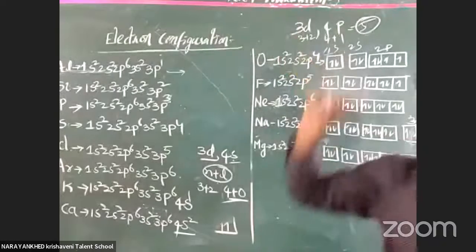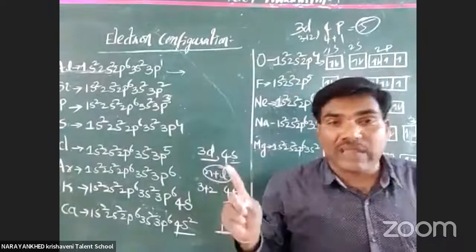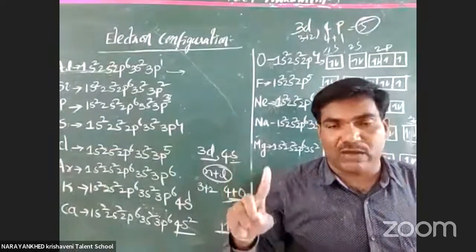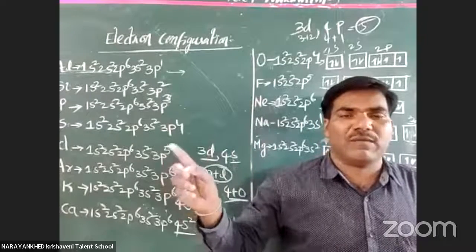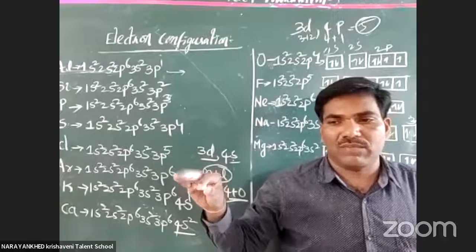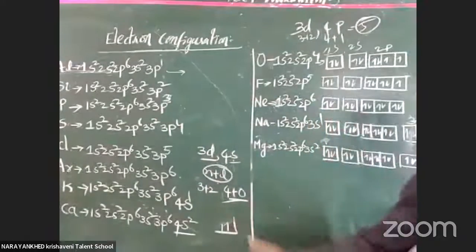Yes. At that time, what we consider is the n value. The lowest n value: the electron enters first into the lowest n value when n plus l is the same. Okay, clear or not on this? That is the only thing we are considering. Write down up to here, up to 20 elements.